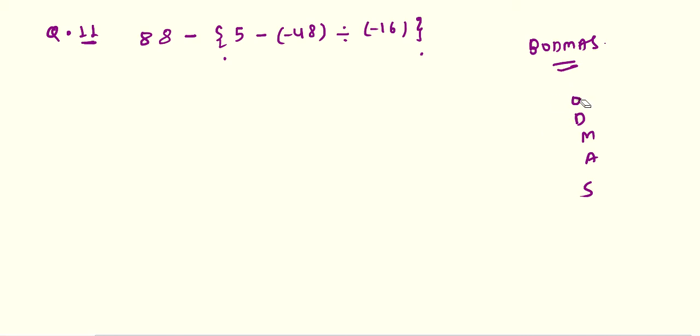Okay, and O stands for off, we are not having any off here, so just leave it. D stands for division. So first division that we have to solve. So in this question, this one is in relation of division.